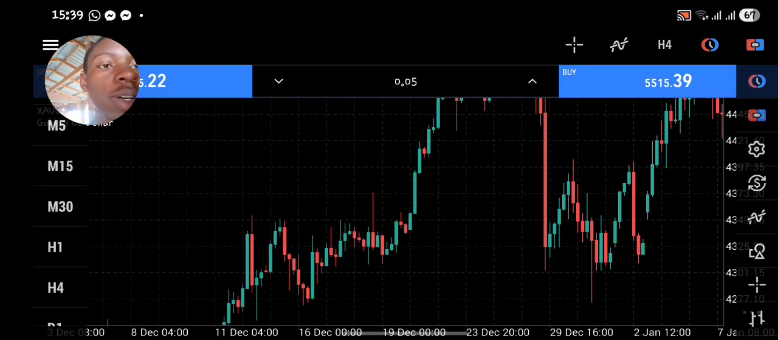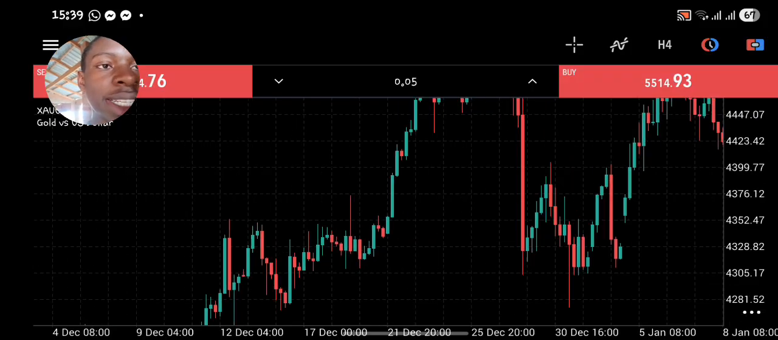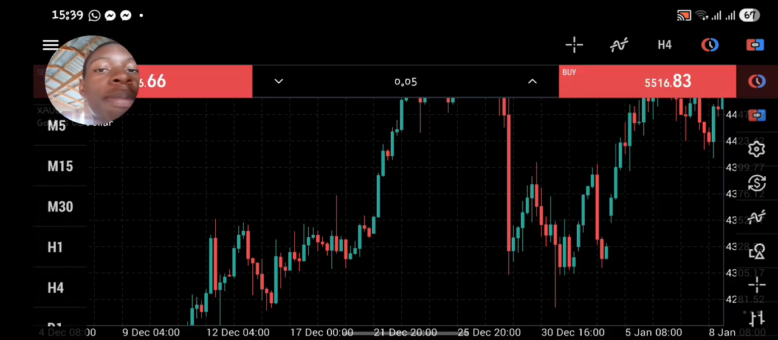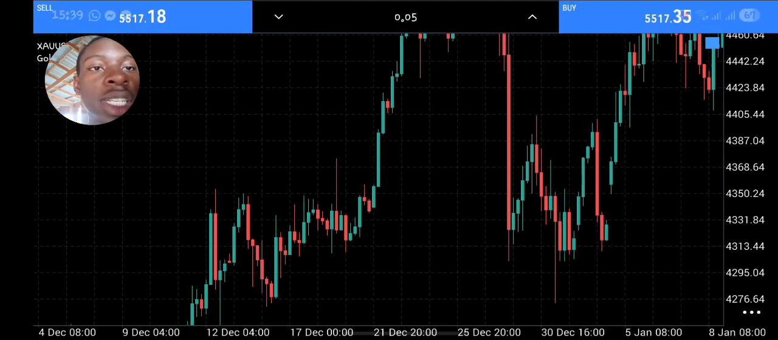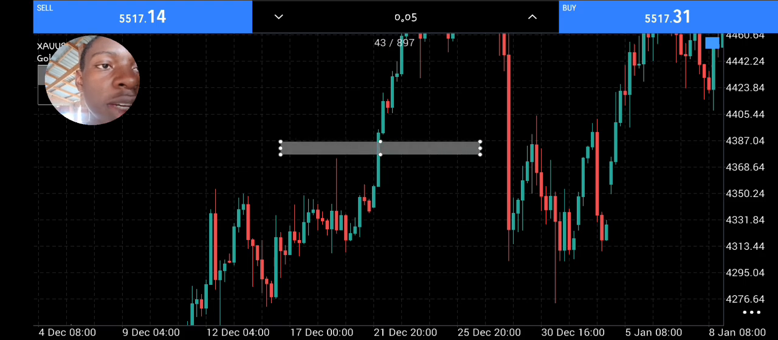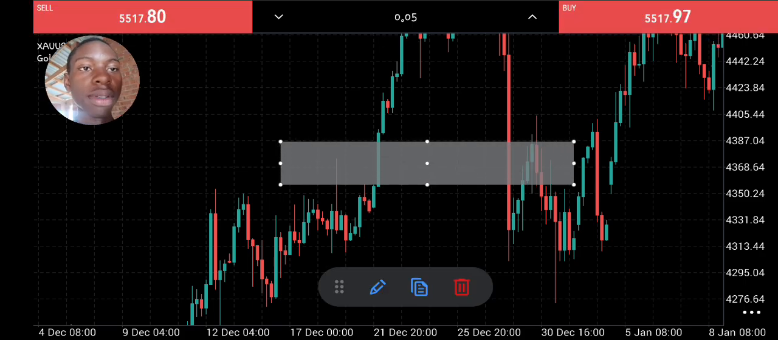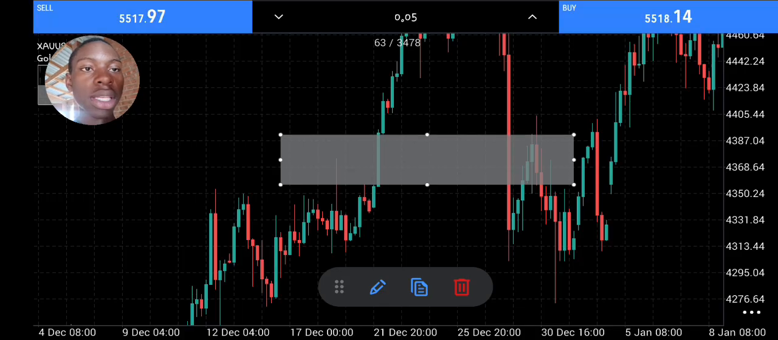Okay, so we can clearly see that on this particular date, 17th December, there was a fair value gap that was formed over here, right? Let me show you how my strategy applies here. So we take the rectangle, right? And we just draw it across over there, just like that.